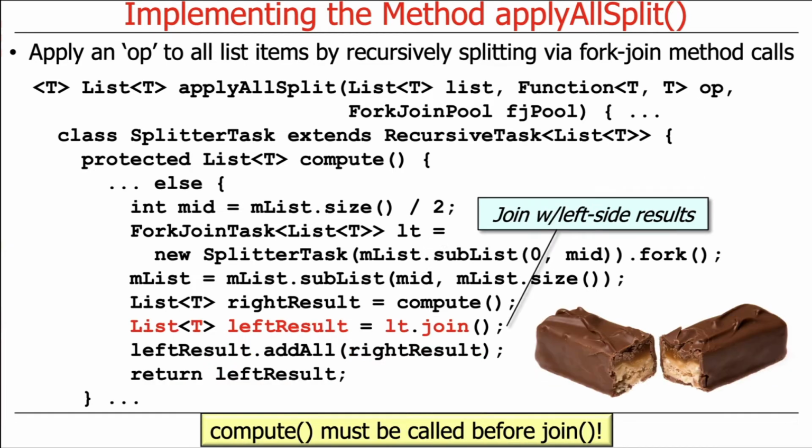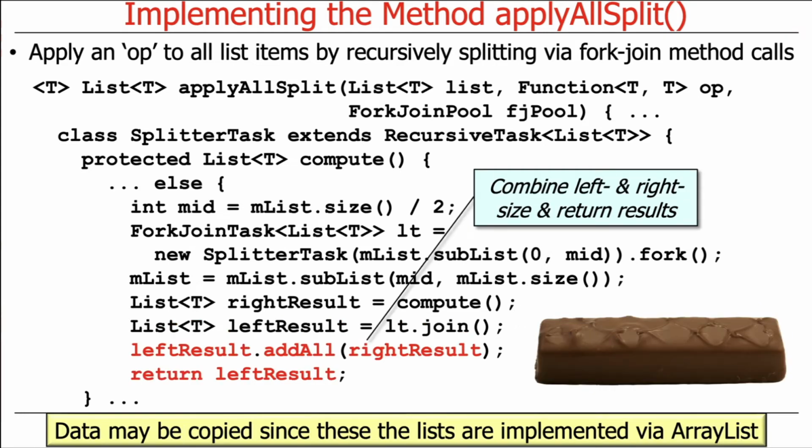So what we're doing basically is running these two things in parallel, and then waiting till they're done. And then we connect them by adding the right-hand side to the left-hand side and returning the left-hand side, which now contains everything. Now, the thing to remember here is data will be copied since these lists are implemented via array lists. So we're making a copy of the data. Remember, there was really no copying going on in the earlier solution, but there is now going to be some copying going on. So that's going to be a little bit higher overhead.